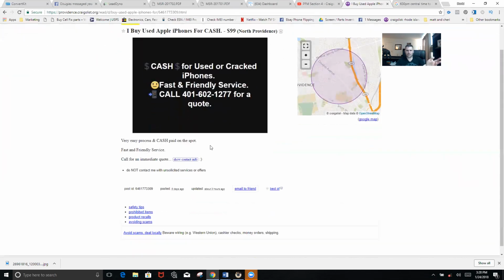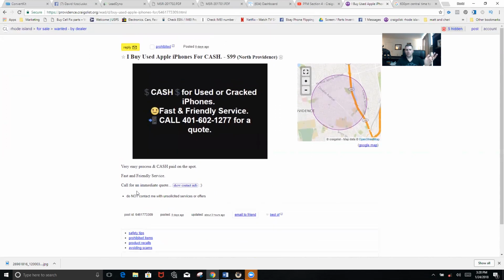You know, very easy process, cash paid on the spot, fast and friendly service. You don't want something like, I buy phones, hit me up, yo, or something like that. I've seen ads like that. Hit me up at this number. You're just not going to get the type of business you really want with those type of ads. So better to keep it professional, simple, nice and clean, easy to read. And that will help avoid getting your ads flagged.